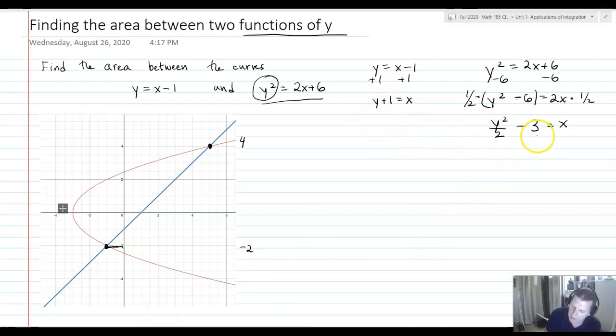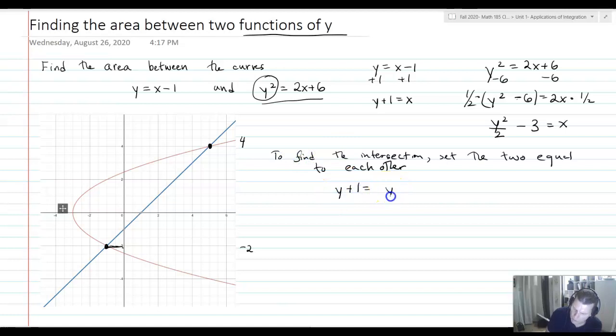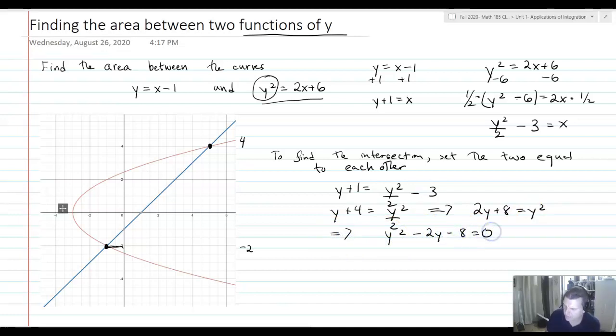So now I want to set the two of them equal to each other to find the intersection. So we have y plus 1 equals y squared over 2 minus 3. Add 3 to both sides. We end up with y plus 4 equals y squared over 2. Multiply both sides by 2. We end up with 2y plus 8 equals y squared. Then we'll subtract over the 2y and the 8. What we're left with is y squared minus 2y minus 8 equals 0.